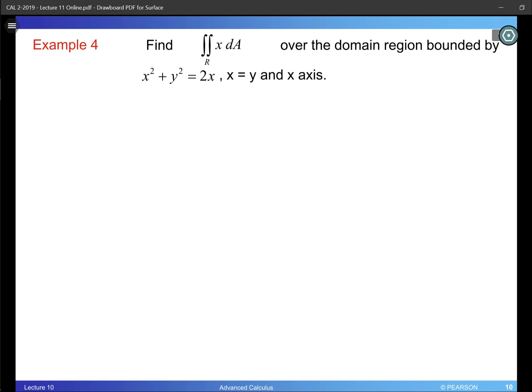So in this example, we are supposed to find the double integral of x over a domain region. At the start here, we know right away that x is the function that we are supposed to find the double integral of. We also know that this function is in terms of variables x and y. Even though you don't see y here, you know that these variables are related to Cartesian coordinates. So the function that is given to us is in Cartesian form.